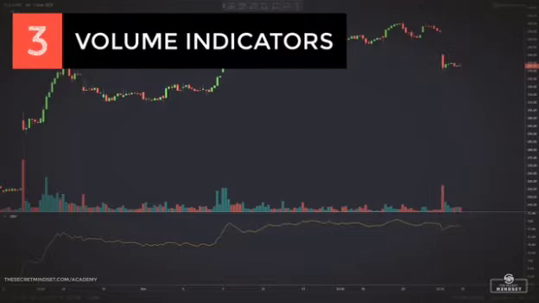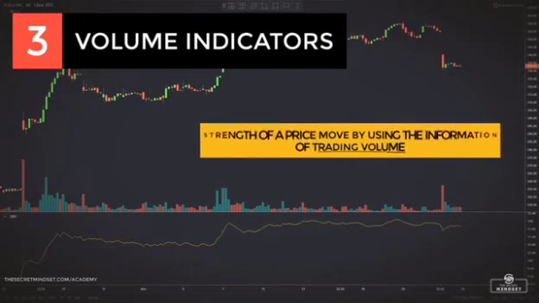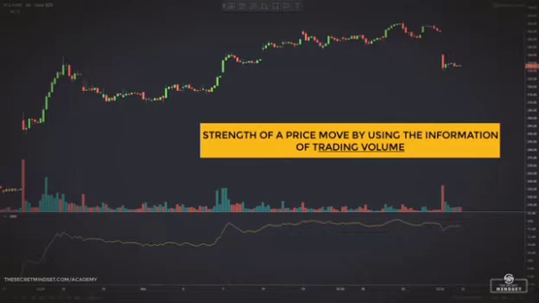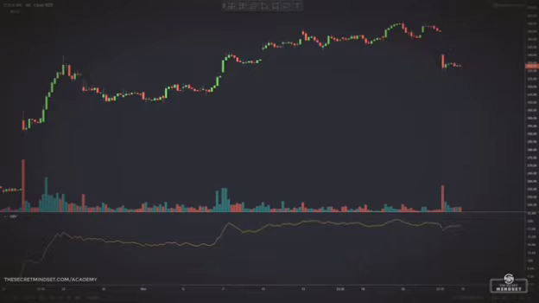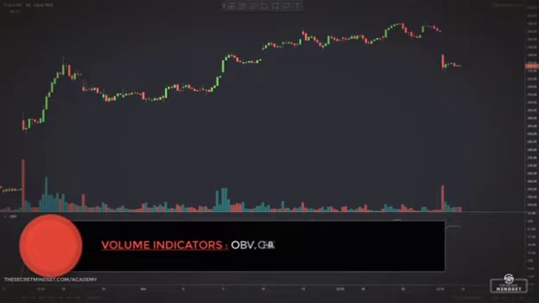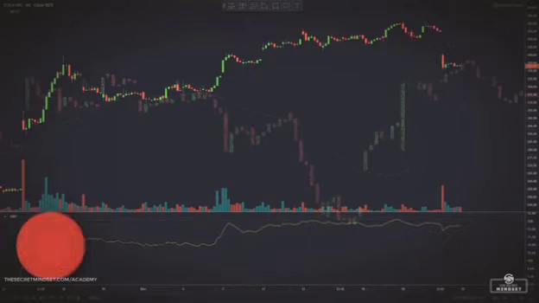Volume indicators measure the strength of a price move by using the information of trading volume. While volume indicators are very popular among stock traders, forex traders cannot take much advantage of them, since there are no reliable measures of trading volume in the currency market. Popular volume indicators are the on-balance volume and the Chaikin oscillator.